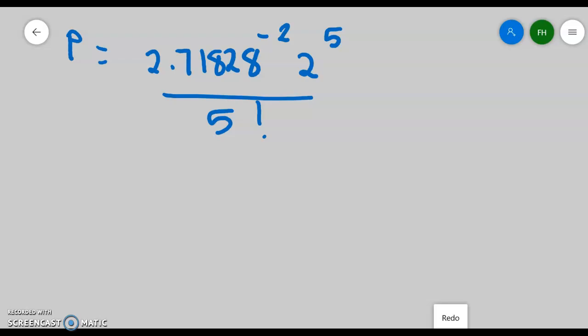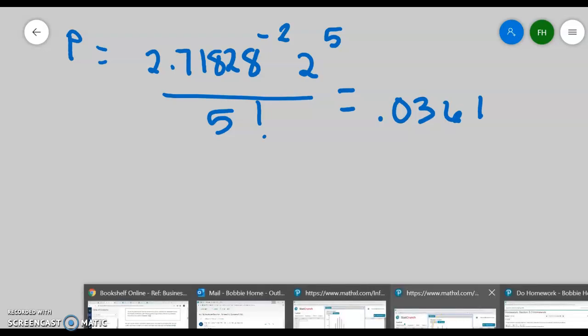I'm going to do 2.71828 to the negative 2. And it's a long decimal, so I'm going to times that by 2 to the 5th. And it's a long decimal, I'm going to divide that by 5 factorial, which is 5 times 4 times 3 times 2 times 1. And I got 0.0361 if I round to the 4th decimal place.